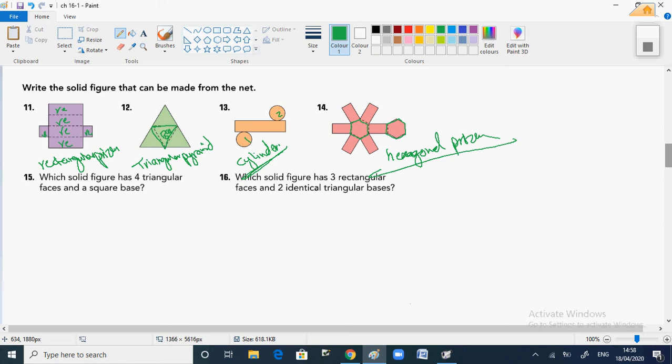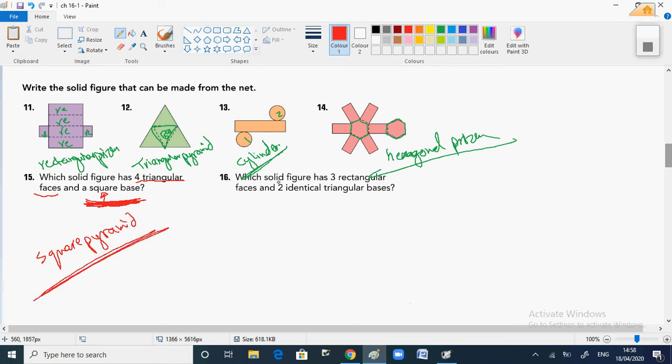Okay? Now, for question number 15, which solid figure has four triangular faces? That means pyramid. The triangular faces are for a pyramid, rectangular for a prism. And square base. So if we want to name any pyramid, I told you before, it depends on the base. So, square pyramid.